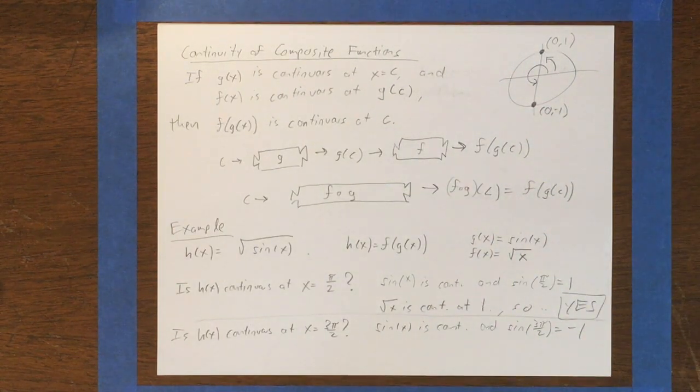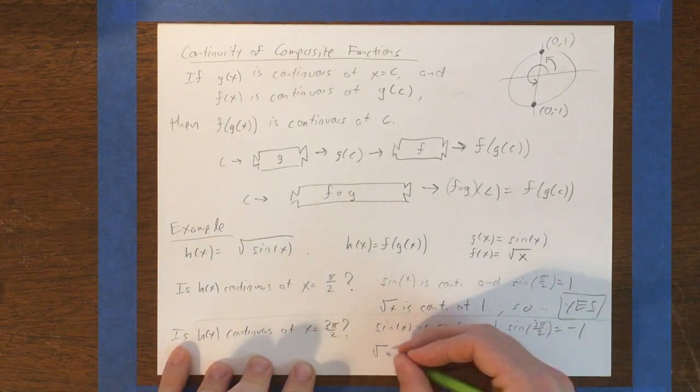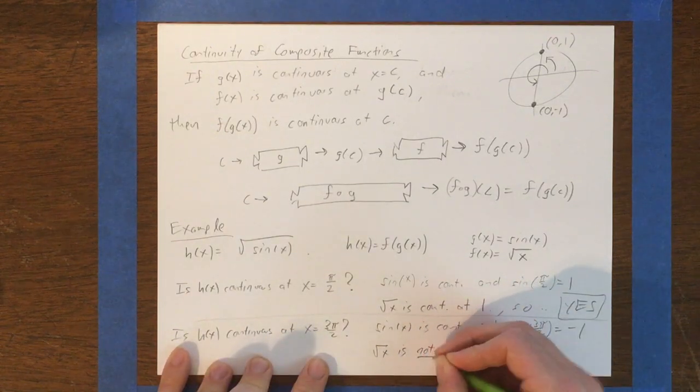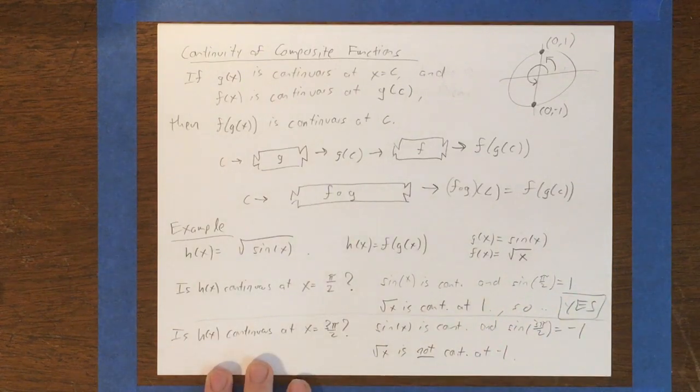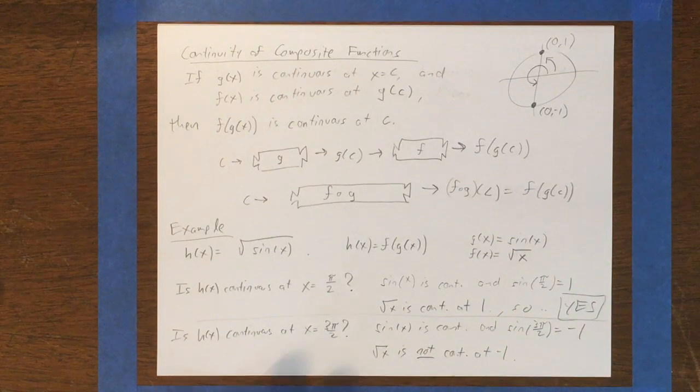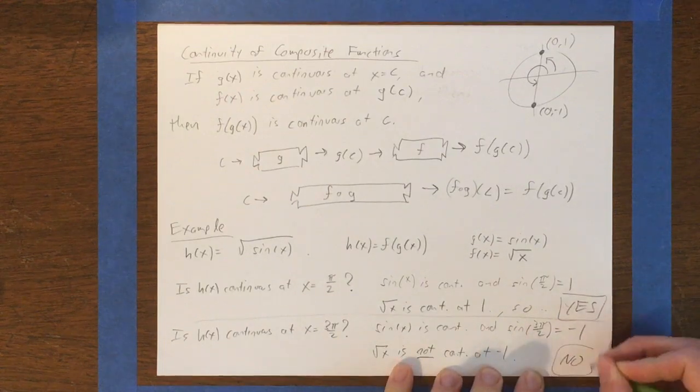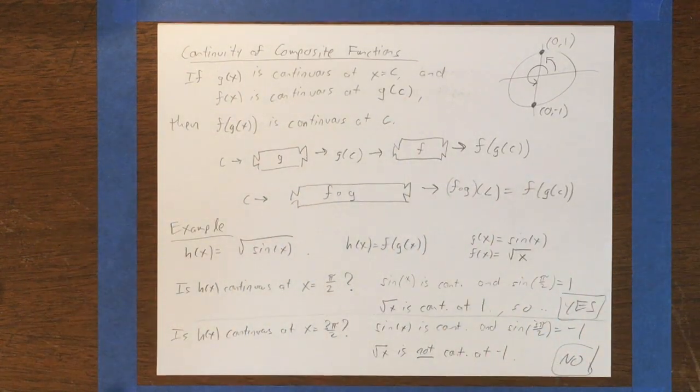And then you can probably see what the problem is. Square root of x is not continuous at negative 1. So the answer this time would be no, because negative 1 is not in the domain of square root of x. It's not continuous there. So that's how you can analyze a composition of functions to determine if it's continuous at a particular point. Yeah, that's about it.